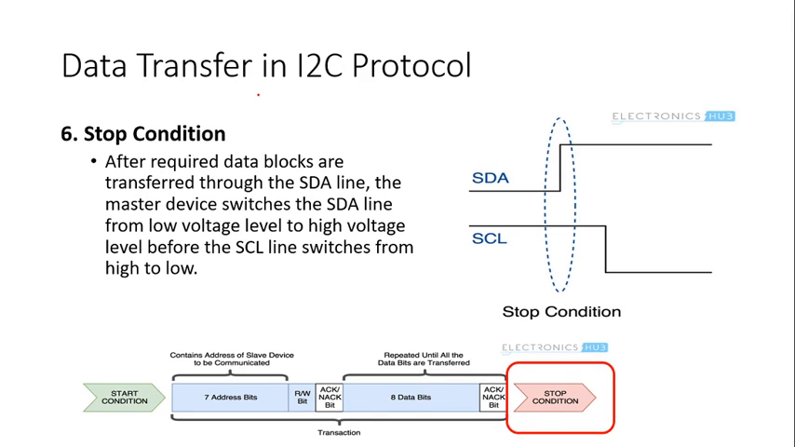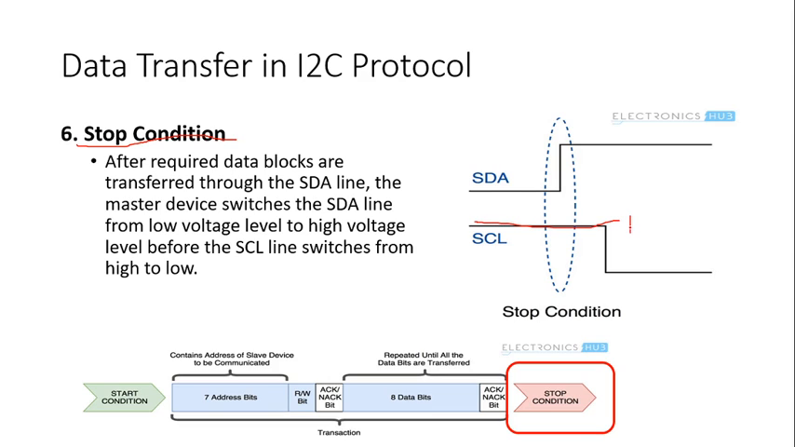In the data transfer in I2C protocol, the last condition is a stop condition. Stop condition is exactly opposite of the start condition. So what happens in the start condition? When the SCL line is high, the SDA line has a high to low transition. And in the stop condition, in the last condition, the SCL line is high.